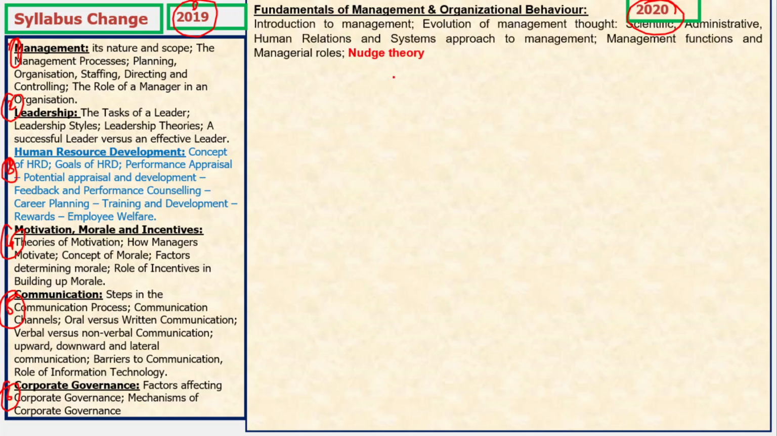Under the heading of fundamentals of management and organizational behavior, came all of these things. Now, all the black ones were already present in the previous syllabus also, but they were not present in detail. So, anyone who was seriously preparing for RBI Grade B would have earlier also done the same things, but here the only difference is that they have mentioned it specifically. Now, this red one is something that is new. Nudge theory was new in the 2020 syllabus.